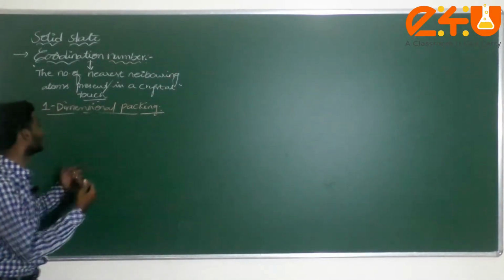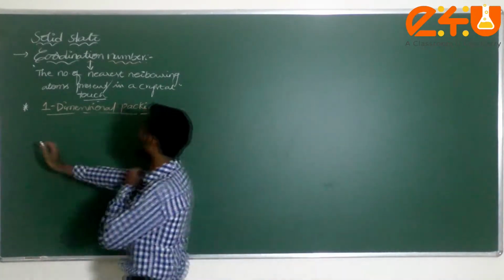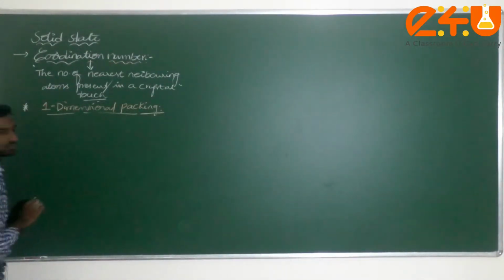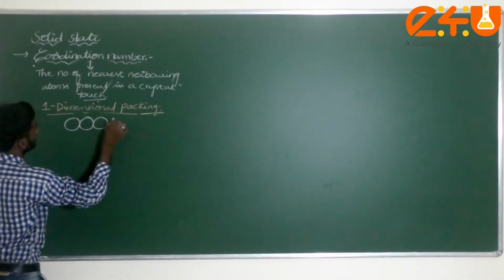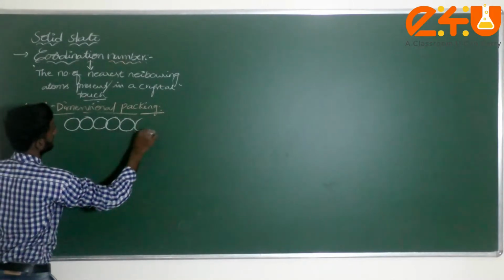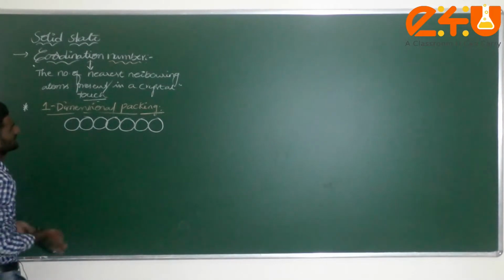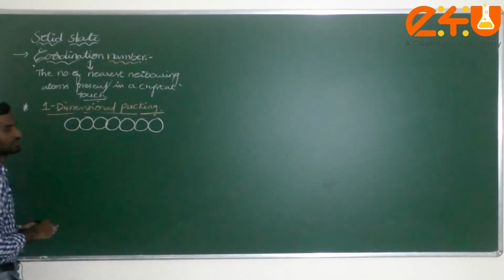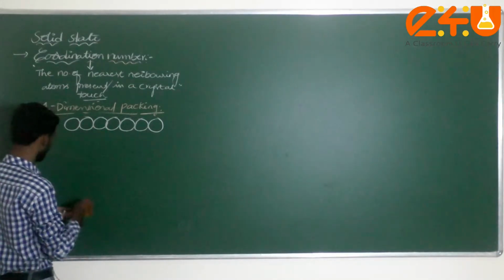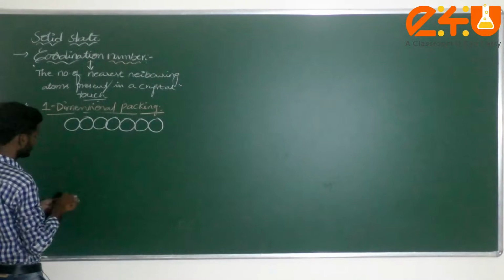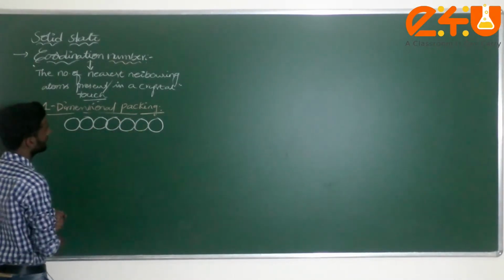Now in one dimensional packing, how are the atoms arranged in a crystalline lattice? Just check it here, dear students. This is the way, only one layer. Now sir, what is the coordination number of this particular crystalline lattice? We have to consider any atom, this one or this one or this one, anything you can consider.